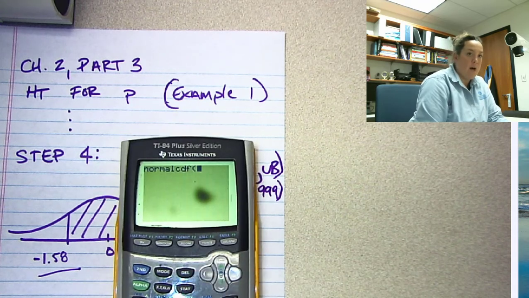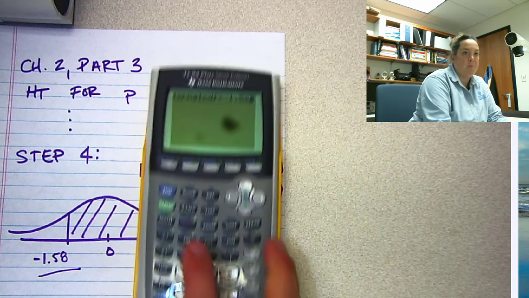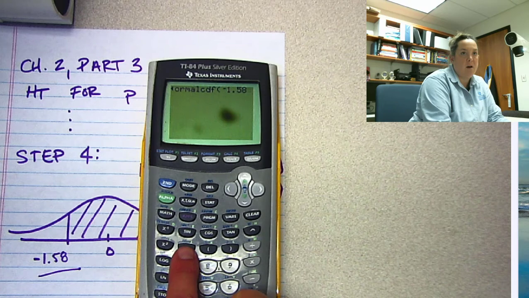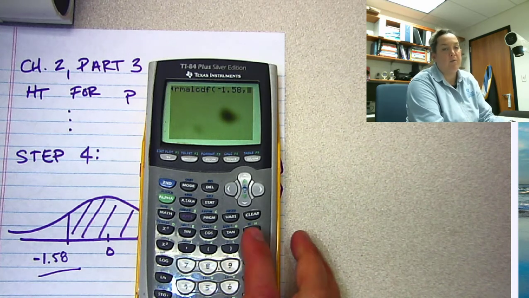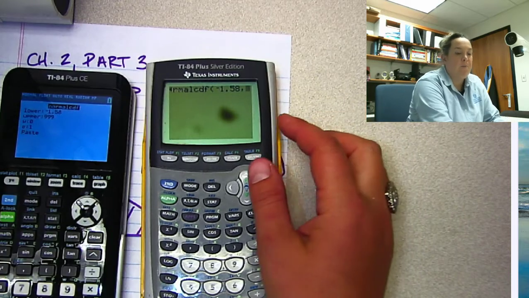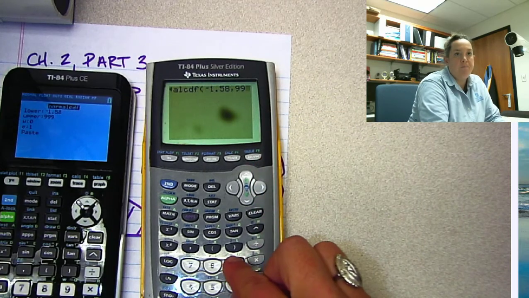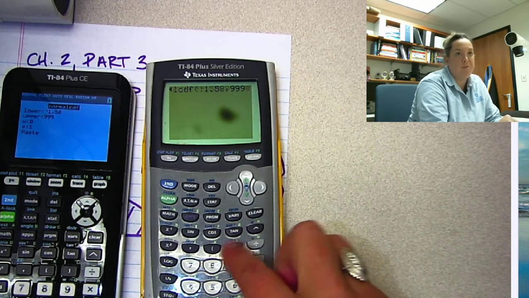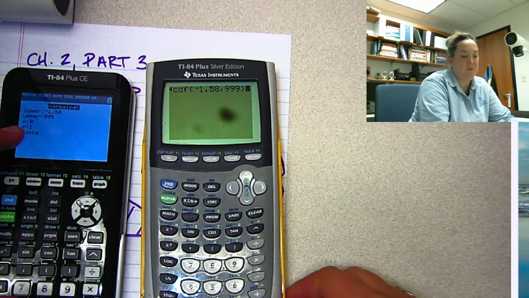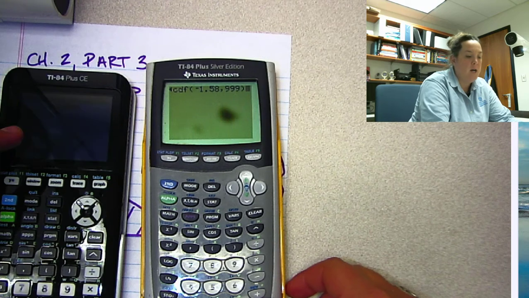So here we would do negative 1.58, and then the comma is going to be above the 7. So here's the 7. You can see the comma. That is the equivalent to moving down a row in this other calculator. And then I do 999, and then I close the parentheses. So with this one, I would move down to paste and push enter.